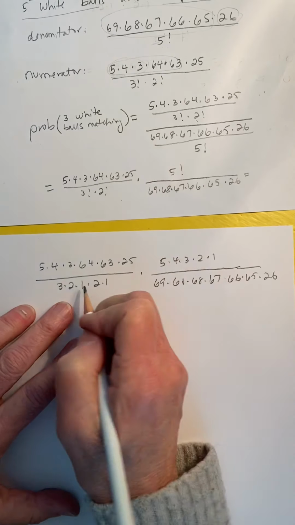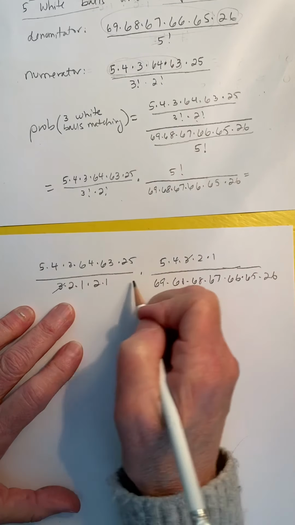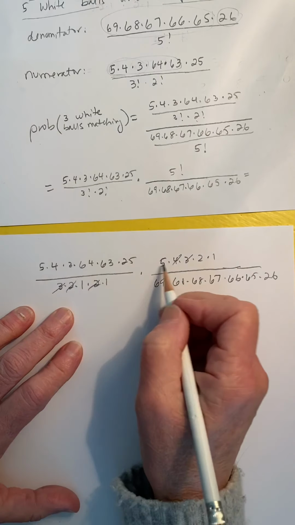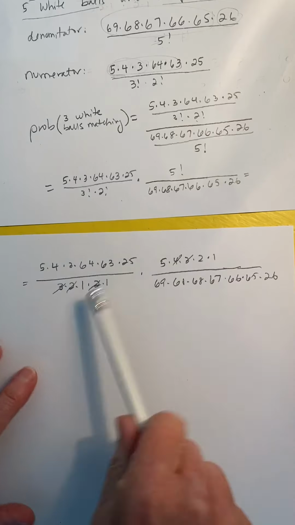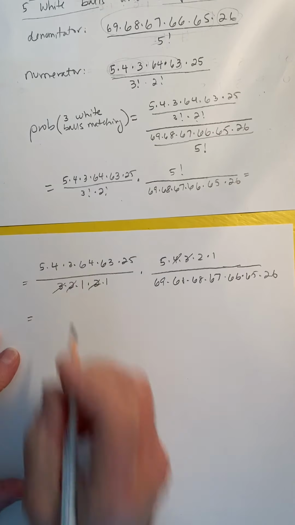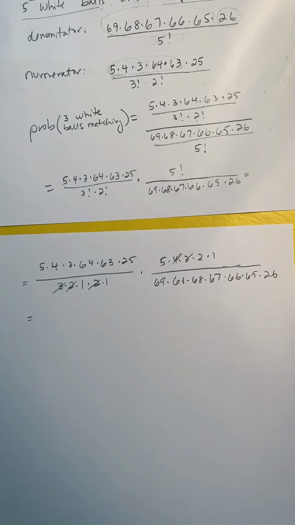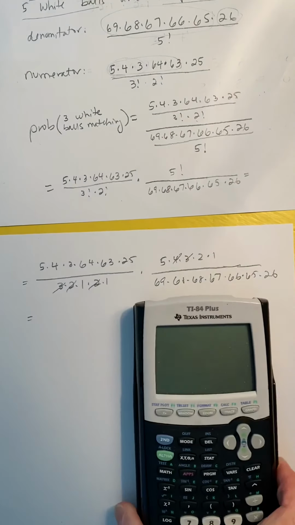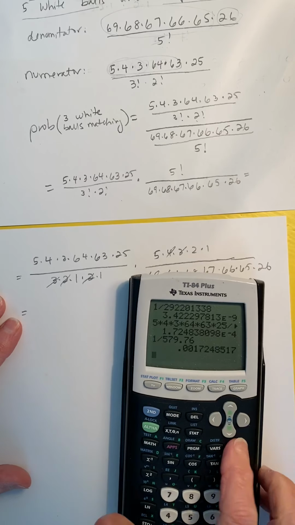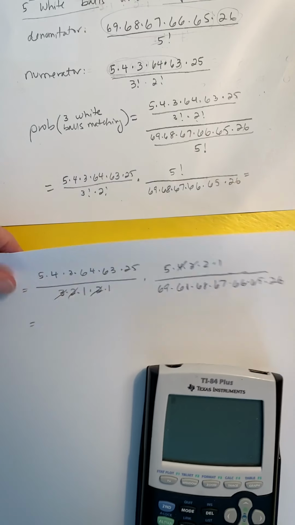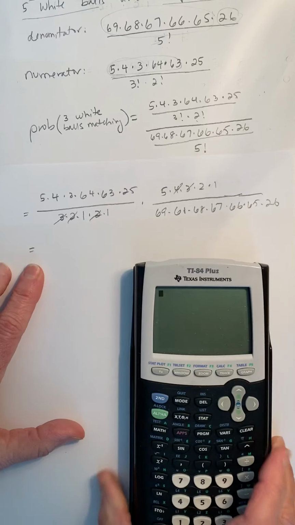But a lot reduces here. This 3 goes with this 3. The 4 goes with both 2s. So this is really just 10 in the top. Now I'm going to go to my calculator and calculate this. I left my calculator over there, so I'm going to get it and show you. I'm going to put this in the calculator, and this does equal the odds we're interested in. So let's go.